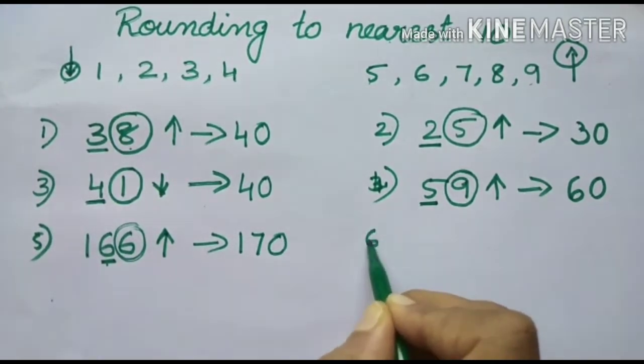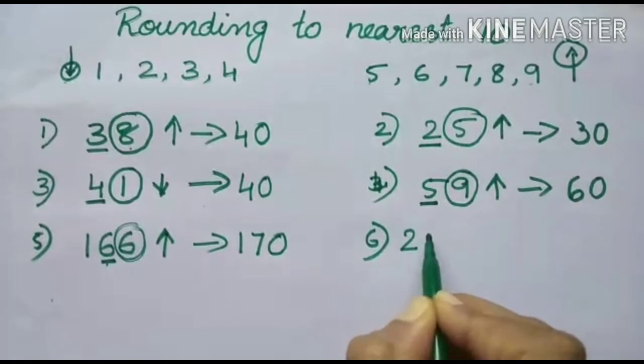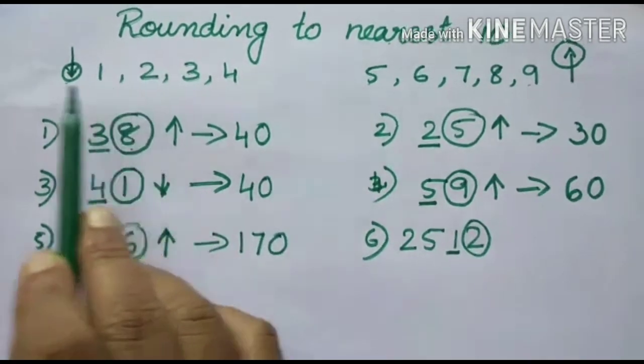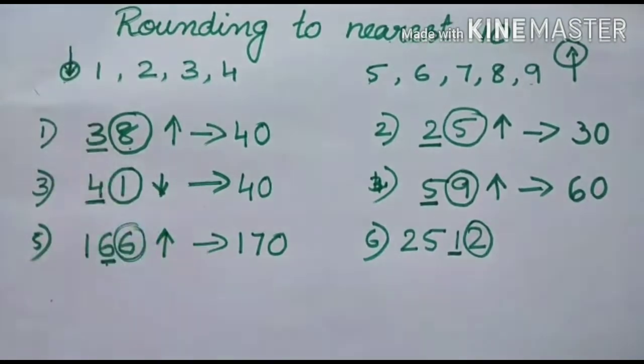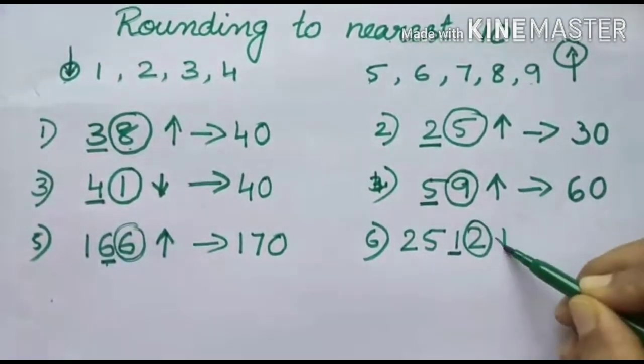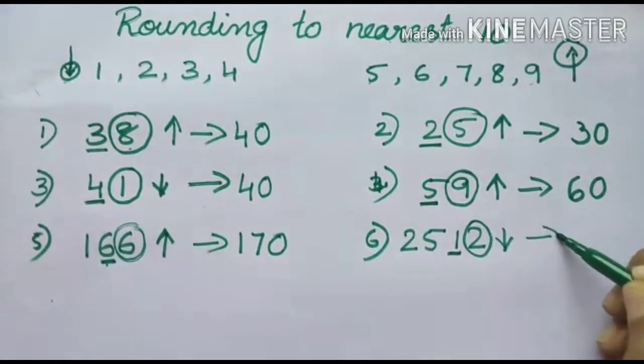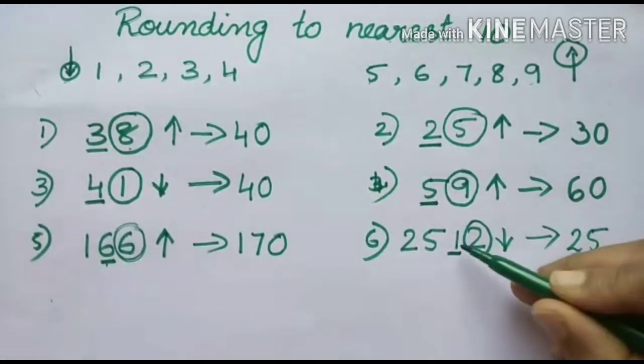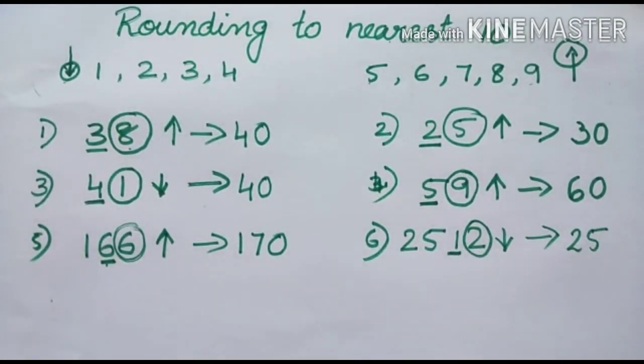Okay. Sixth example, 2512. Here also we will look at the tens place. In the ones place it is 2. 2 is less than 5. So we have to round down. Round down. So the answer is 2, 5. We write it as 2, 5 itself. Then the 1 we have to round down. Round down means we write the same number 1 itself. And after that we put 0.